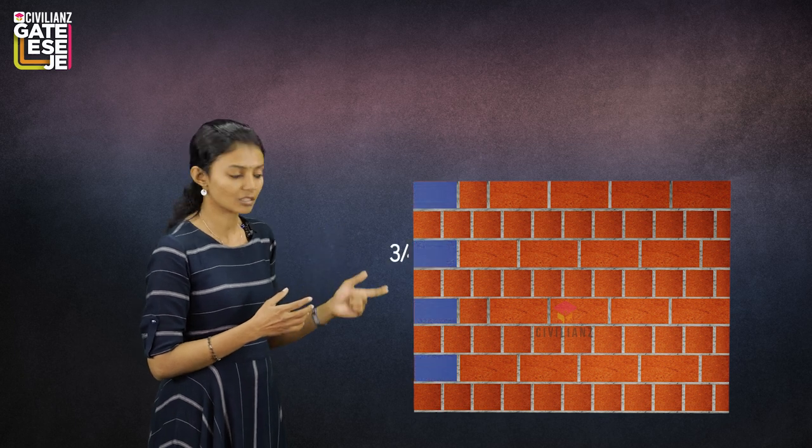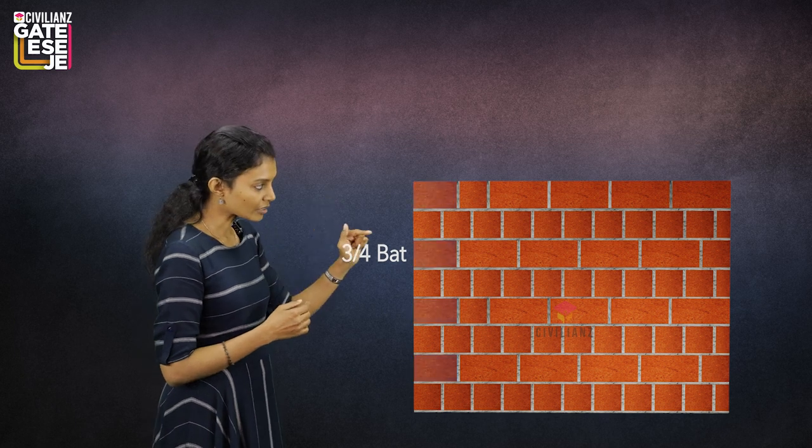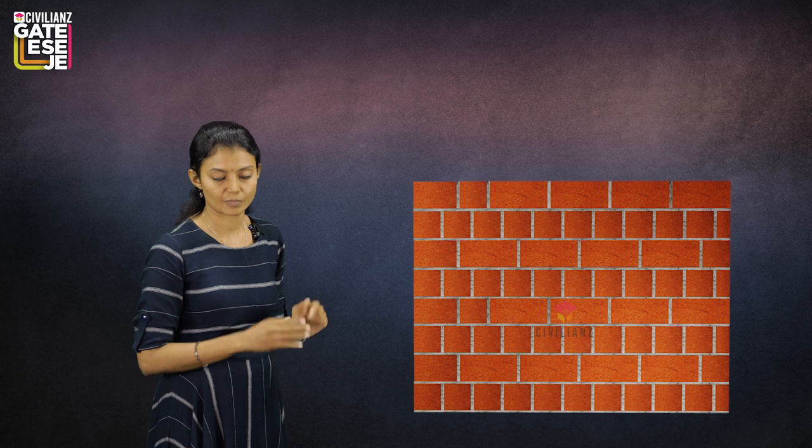So once again, Dutch bond is basically a modification of English bond. There will be alternate courses of headers and stretchers, and every stretcher course starts with a 3x4 bat. And also in alternate stretcher courses, next to the 3x4 bat, we are placing a header. That is basically a Dutch bond.